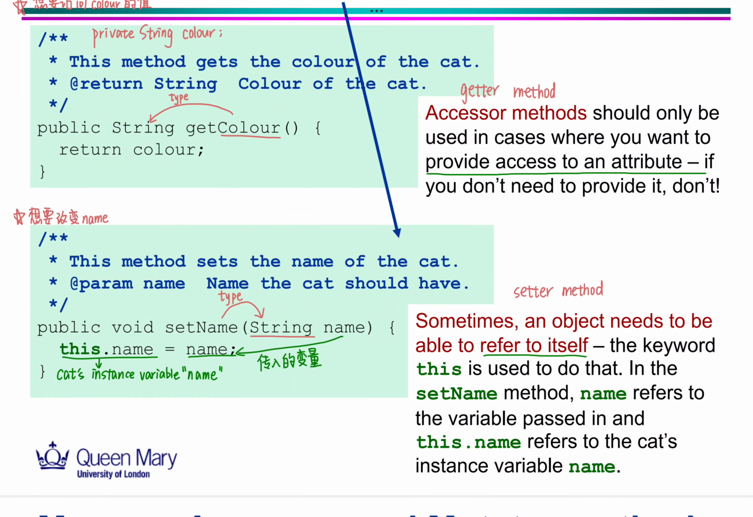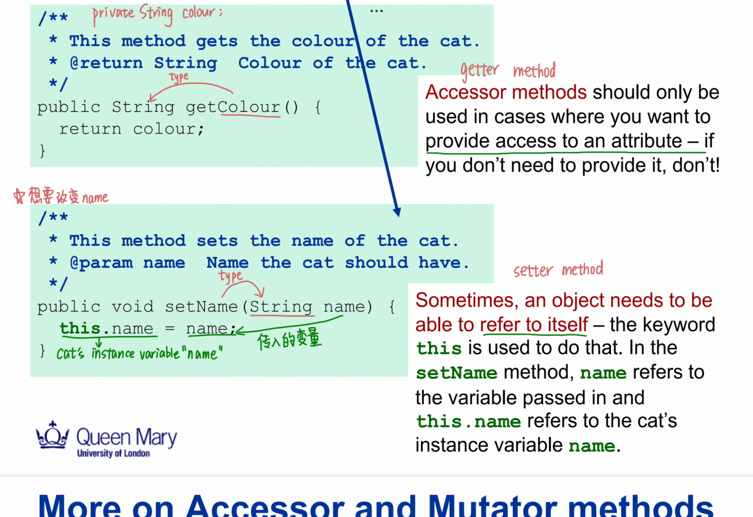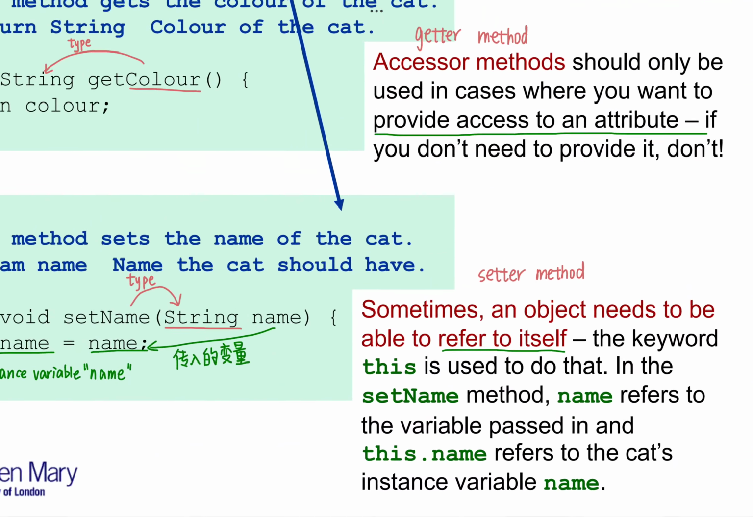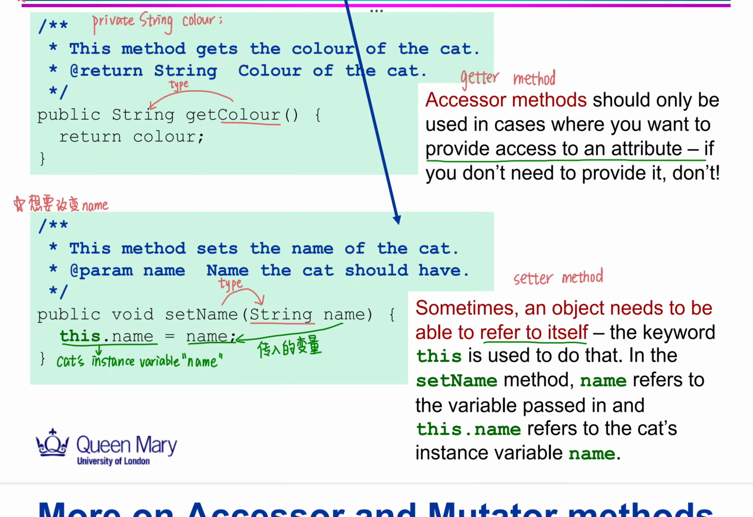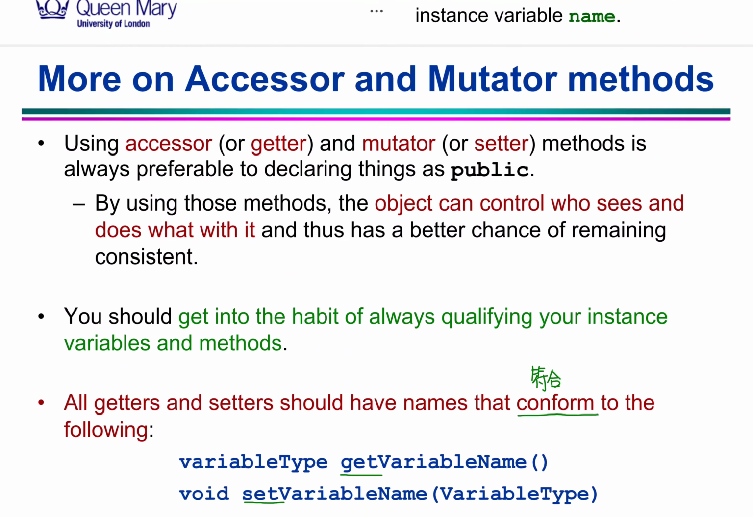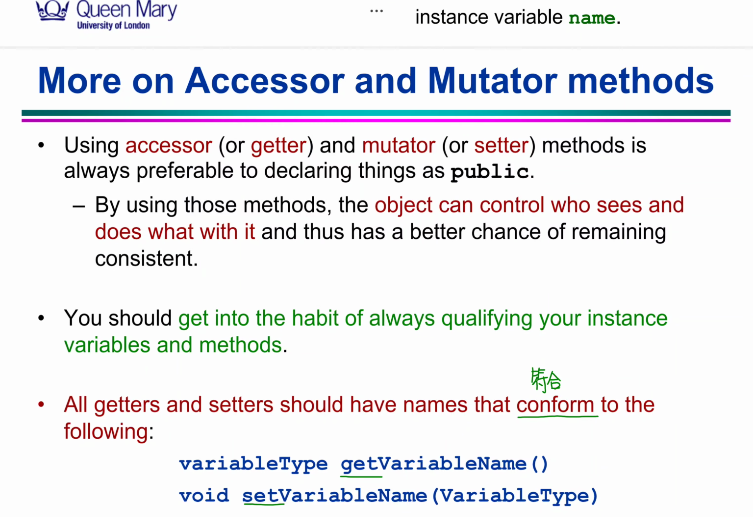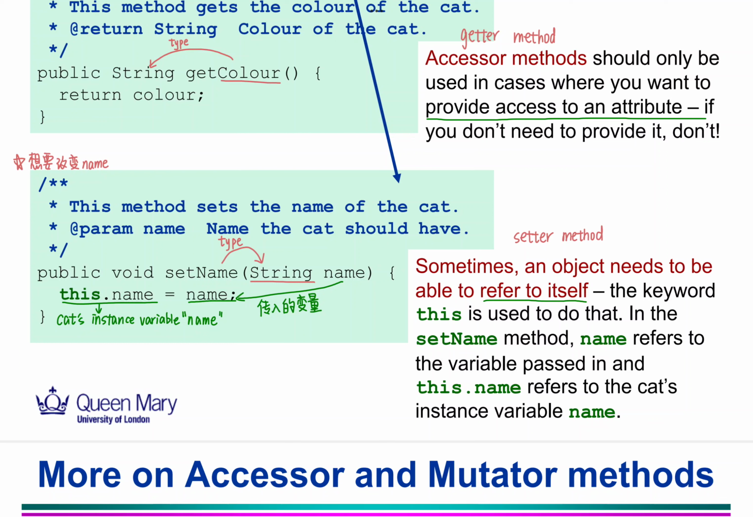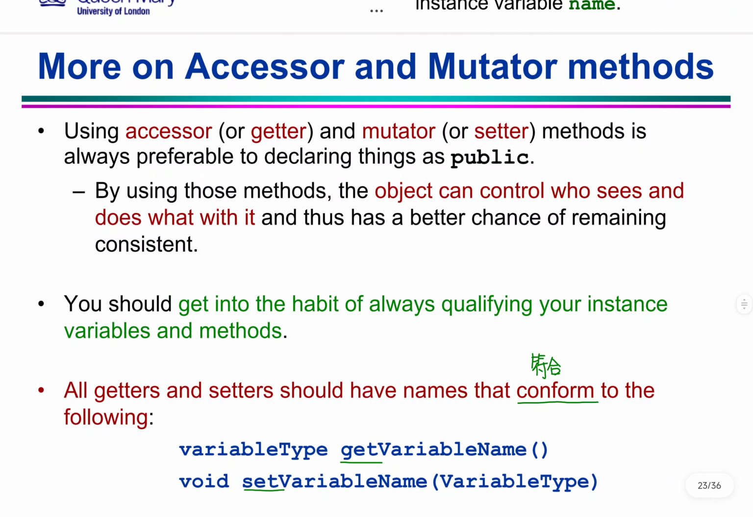Sometimes an object needs to be able to refer to itself. The keyword this is used to do that. In the setName, name refers to this.name. More on accessor and mutator methods, and this keyword this.